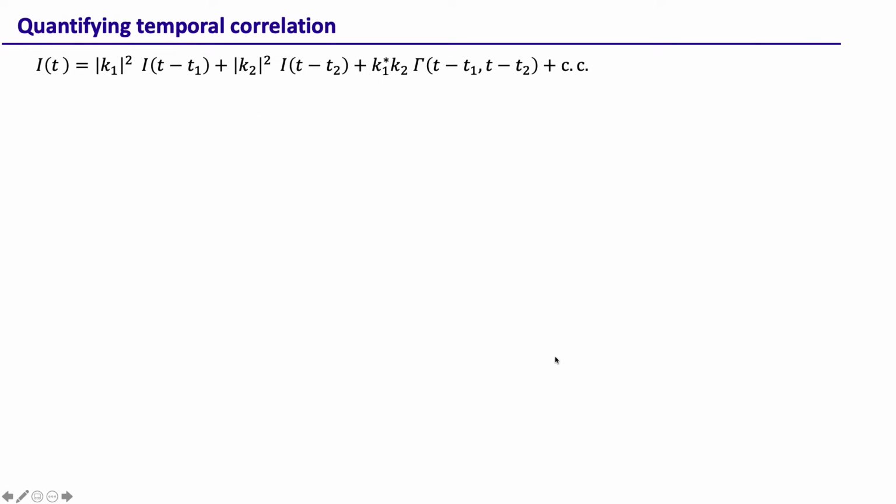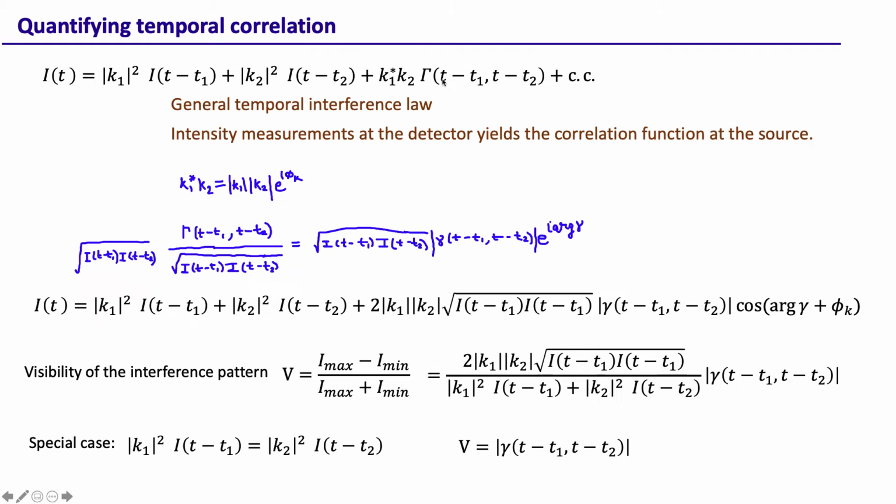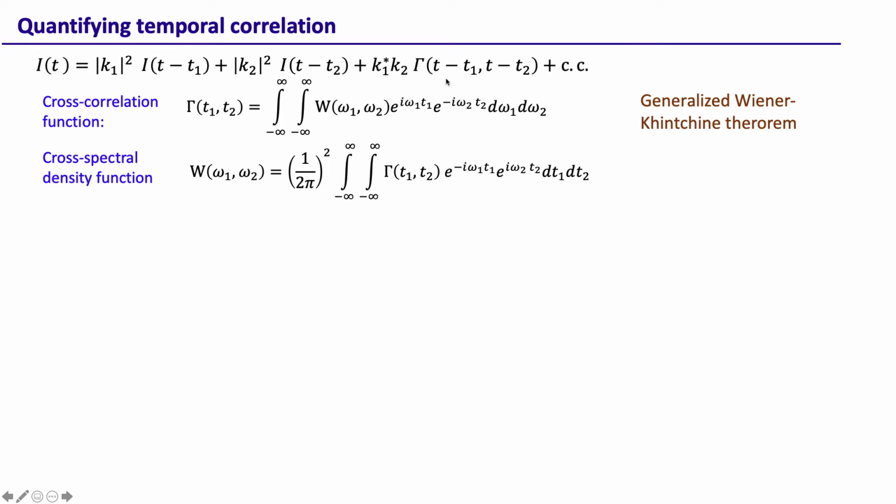Okay. Now this is again the generic interference law. We've seen that we can write this in terms of the degree of coherence function, and the visibility can give us the degree of the coherence function. Now, in general, it is not very easy to measure this correlation function. So we'll categorize the situations in which one can measure this coherence function easily, and those in which it cannot be measured that easily.